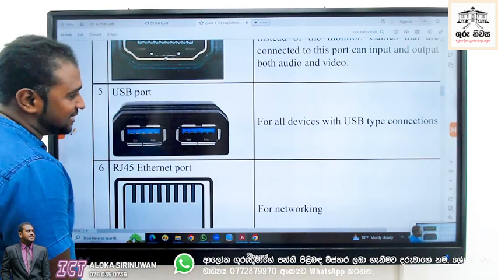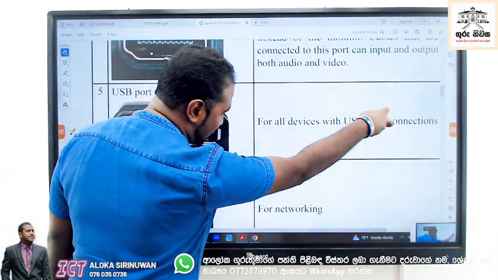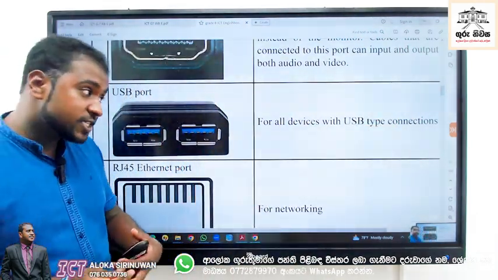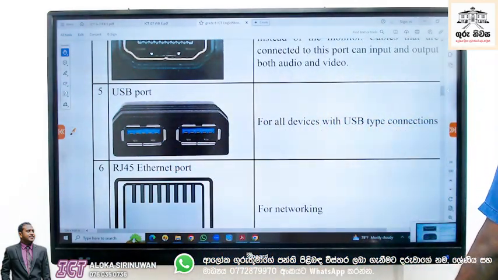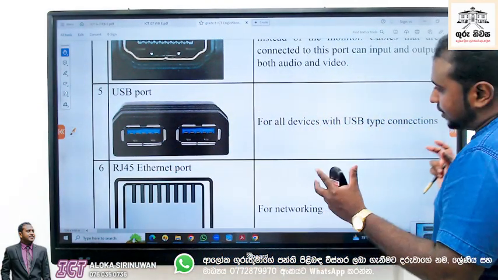Okay, so look at it. We can connect a lot of devices with a USB type port. We can join the devices that have a USB type port with this.